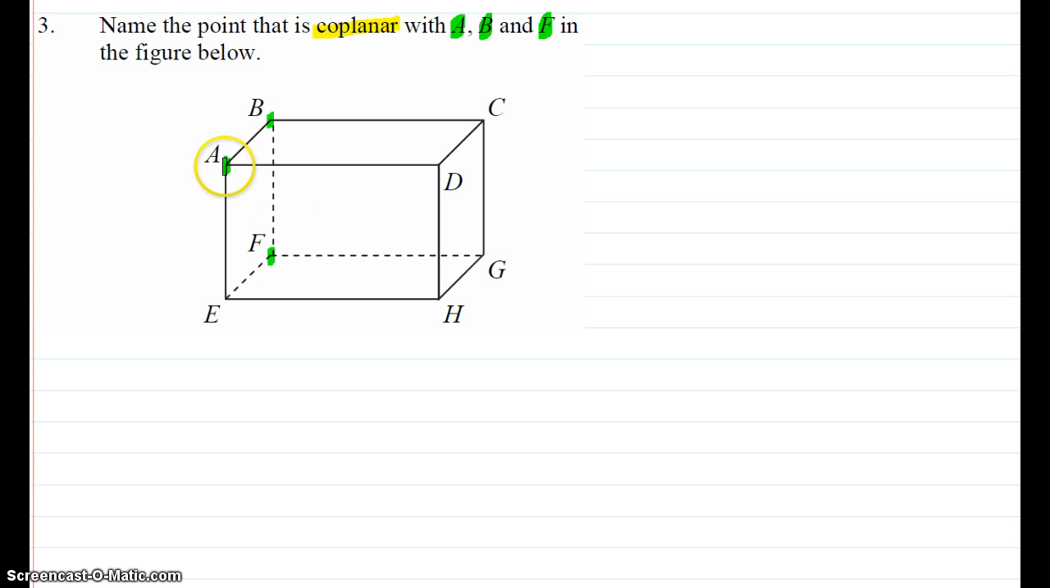And so these 3 points make a plane. And so anything on this plane would be what's called coplanar. And so if you extend this out, you'll notice that E is also on that plane. So E is the answer here.